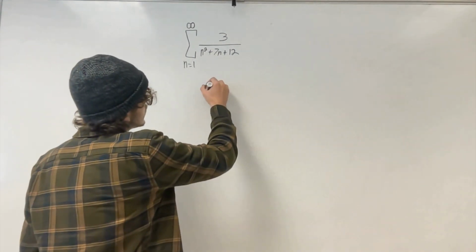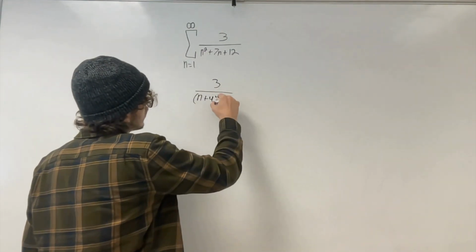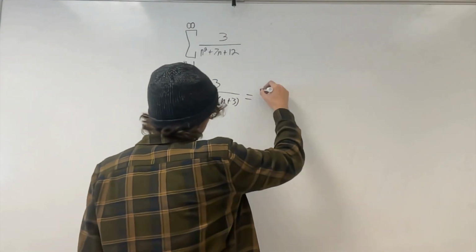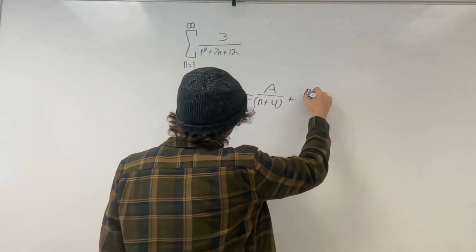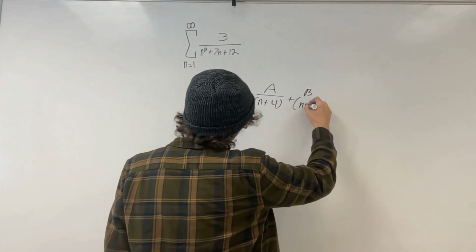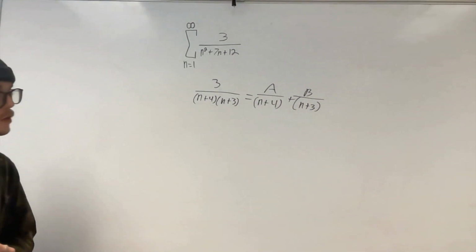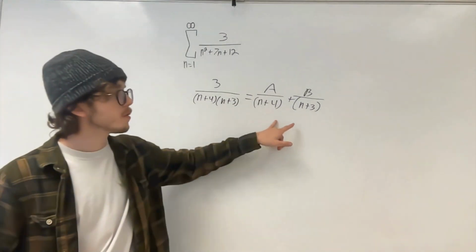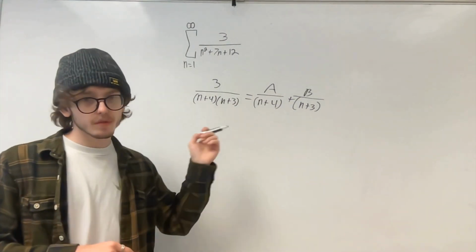So let's say that 3 over (n plus 4)(n plus 3) is equal to A over (n plus 4) plus B over (n plus 3). Okay? We can actually set up like that. Notice I factored the denominator and I set them equal to partial fractions of each denominator. This is a true statement.